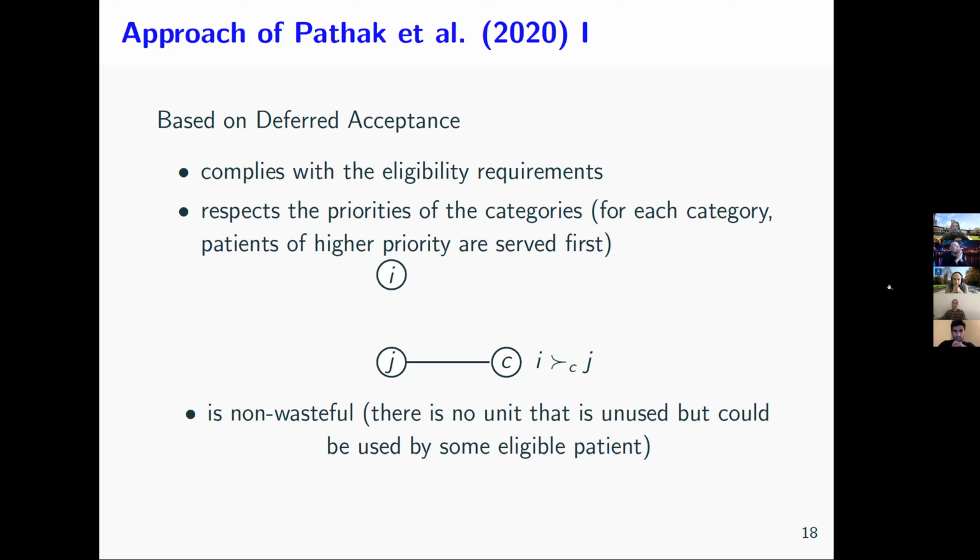So you don't want to have this kind of situation. And by using the deferred acceptance formulation, you achieve a property called respect of priorities of categories. And finally, you satisfy an axiom which is very basic and well established in matching theory as well as resource allocation, which is non-wastefulness. So you never have a unit which is unused but could have been used by some eligible patient.